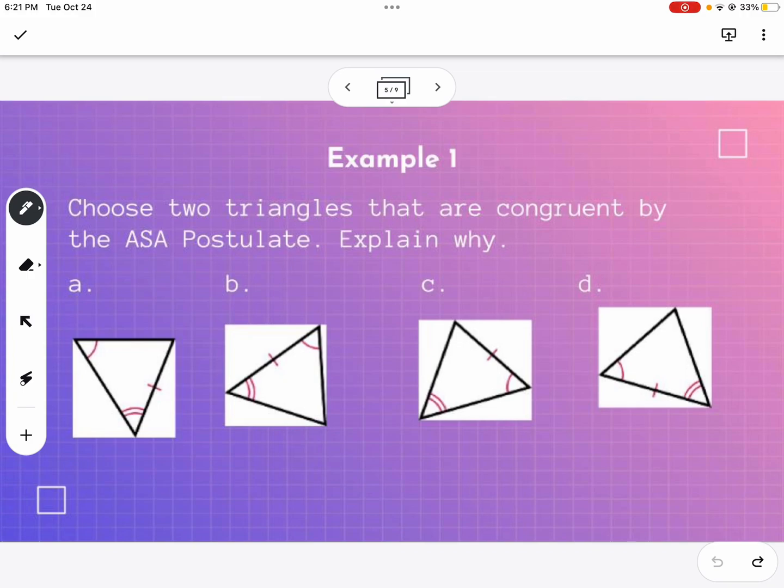So take a second. We should be getting B and D. I have this pair of angles, this pair of angles, and then the sides that are congruent are right between those 2 angles in my triangle, angle side angle.